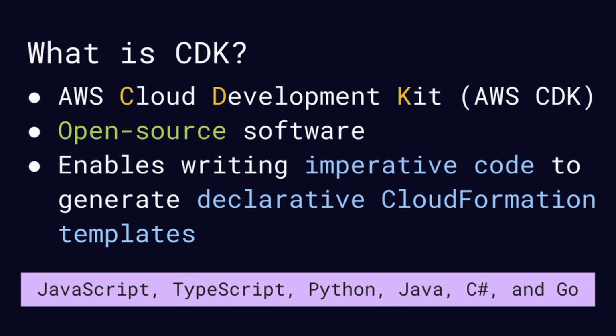CDK stands for Cloud Development Kit. It's open source software provided by AWS that enables you to write imperative code to generate declarative CloudFormation templates. It enables you to define the how so that you can get the what. That means you can focus more on the architecture of your app instead of the nitty-gritty details of IAM roles and policy statements.